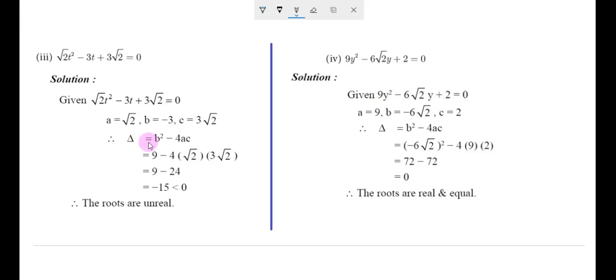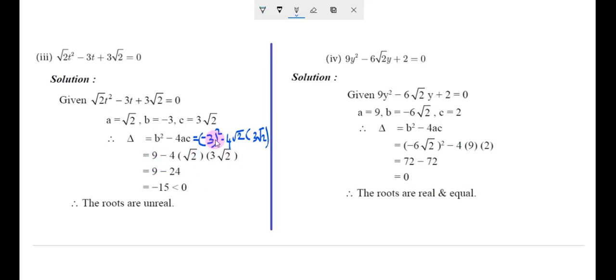Now del equal to b square minus 4ac. So b value is minus 3, b square means minus 3 the whole square, minus 4. What is the a value? This is root 2, and c value is 3 root 2. Understood?